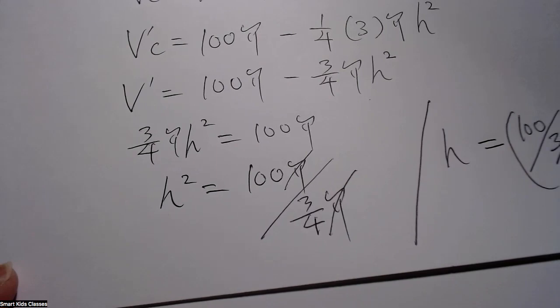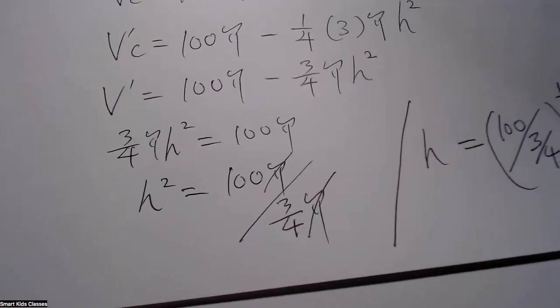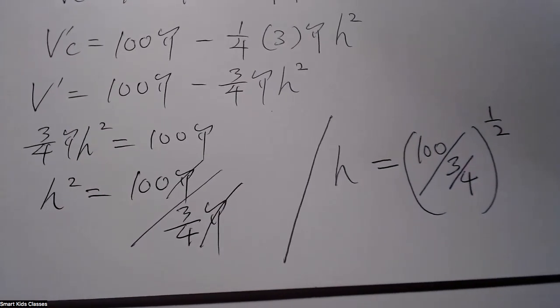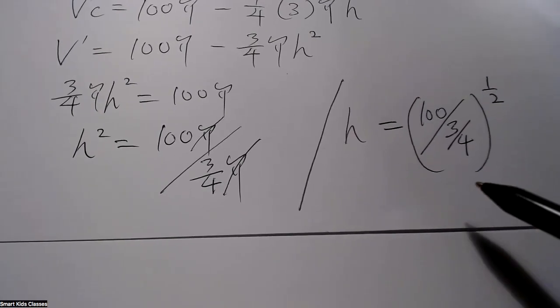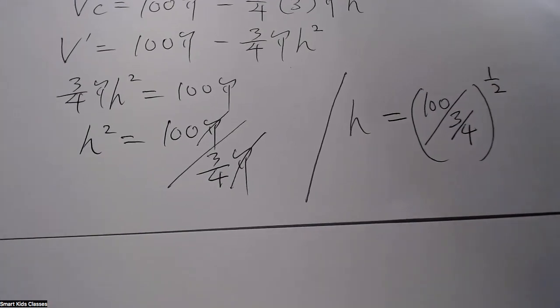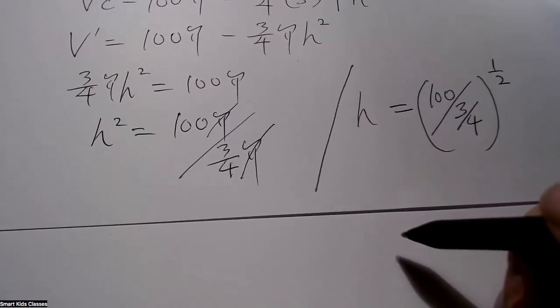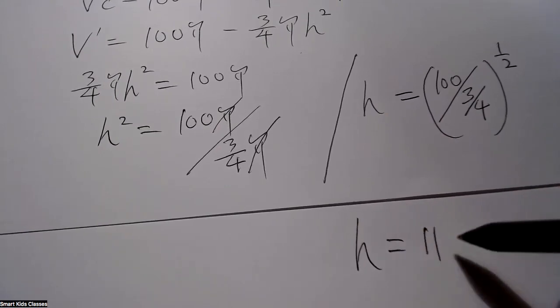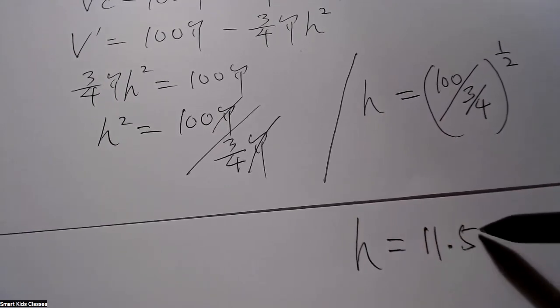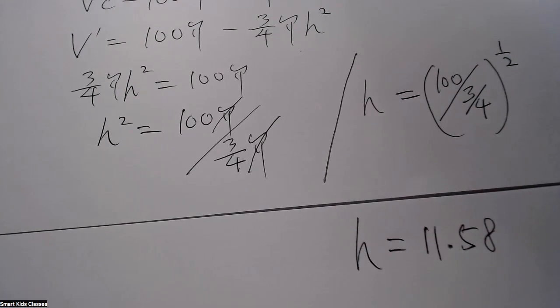Now how much is it? We are going to use a calculator: the square root of 100 divided by 0.75. Solving this square root, we find h is equal to 11.58 units.